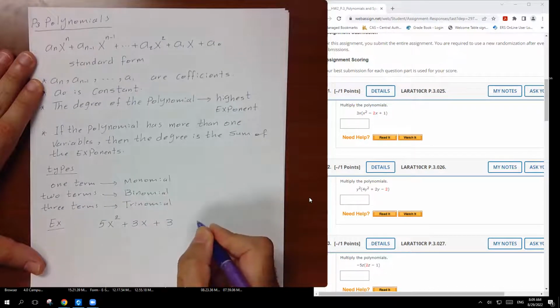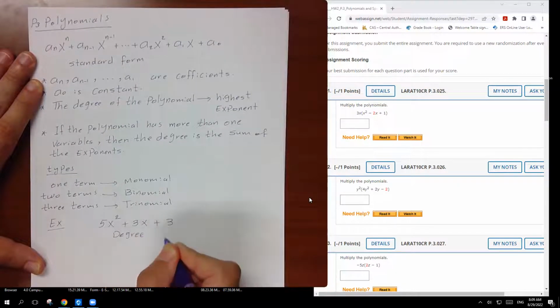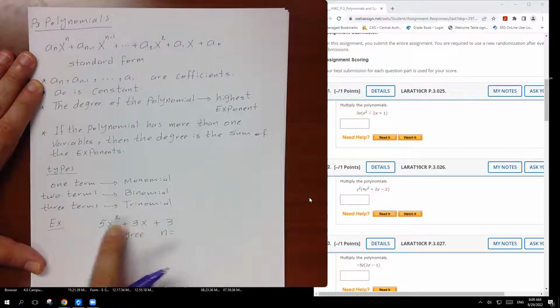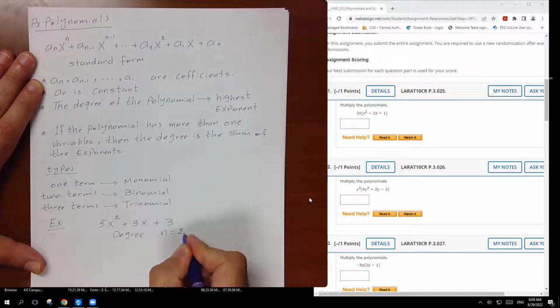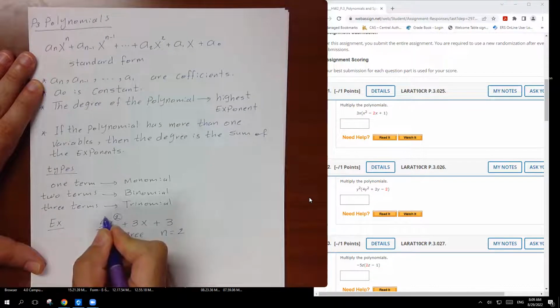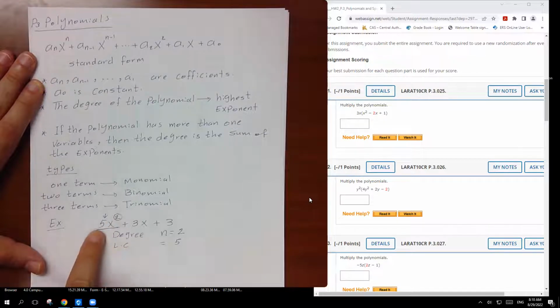The degree of this polynomial, which is n, equals the highest exponent. Here the exponent is 0, here the exponent is 1, and the exponent here is 2. That means the degree for this polynomial is going to be 2. If they ask you about the leading coefficient, where is the highest exponent? This one. This is the degree, and this one is the leading coefficient. So the leading coefficient equals 5. The degree is the highest exponent, and the leading coefficient is going to be 5.